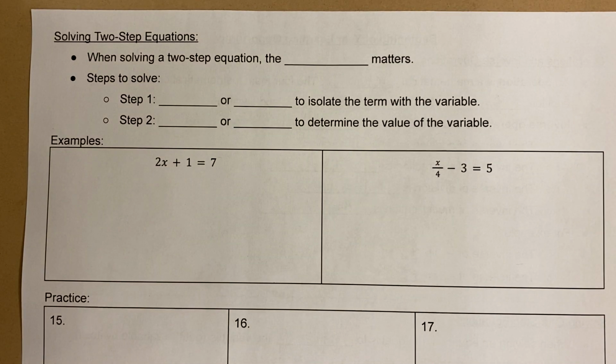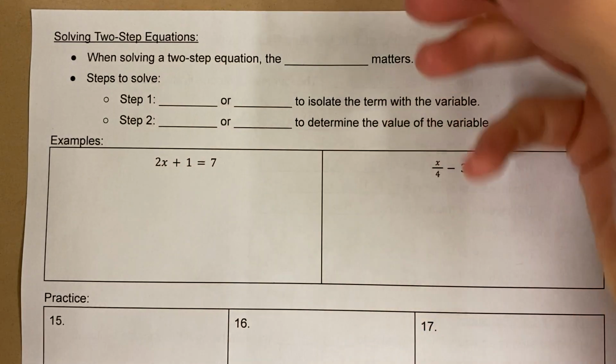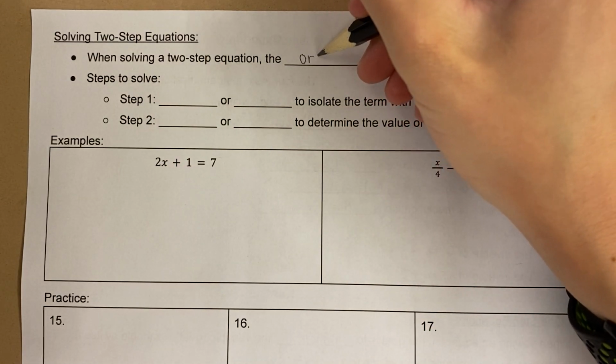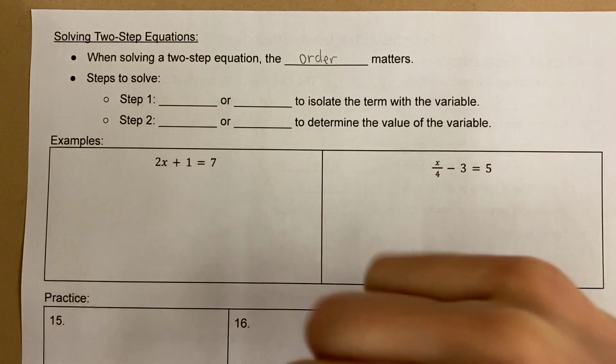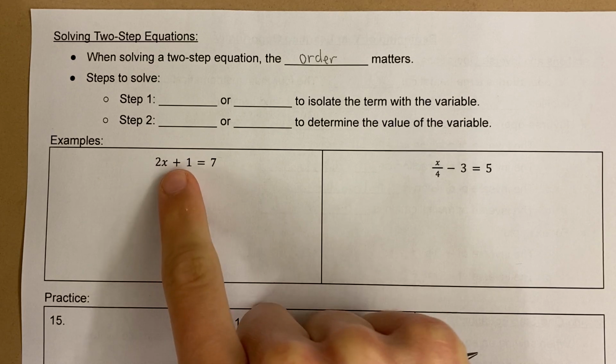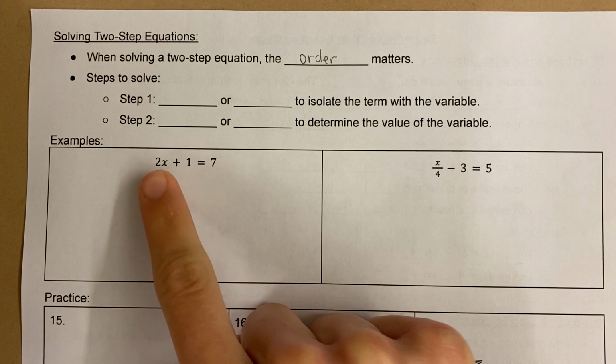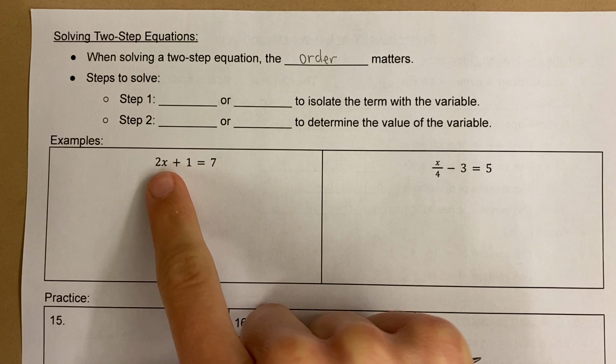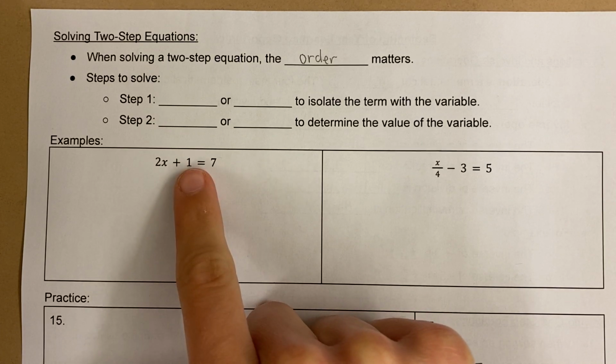With two-step equations, when you're solving, the order matters. You have two things happening to the variable. Look here, instead of just being multiplied or just being added, this x has a 2 being multiplied and a 1 being added to it. Okay, so in order to get x by itself, we're going to have to undo each of those operations.